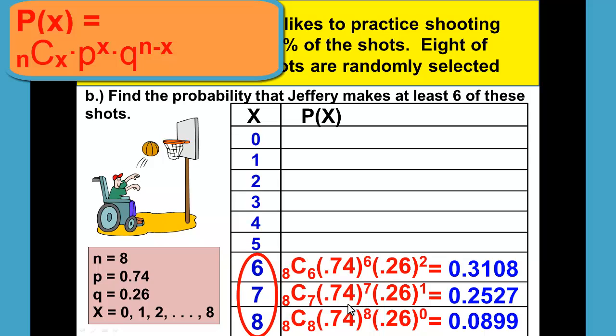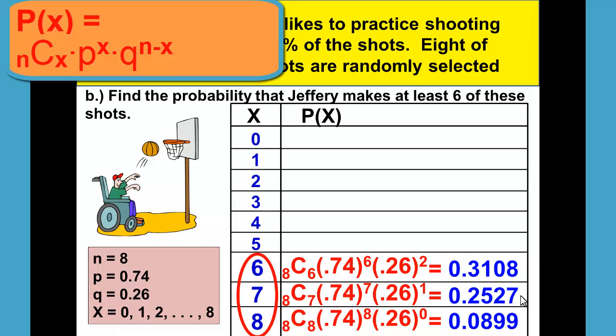This is the probability of success. This is the probability of failures. With 8, I have 8 choose 8, because I want all 8 shots made. That's a probability of success, so that's 0.74 raised to the 8. And if I have 8 successes, I have 0 failures. Then you place those in the calculator and you get the decimals, or the probabilities here.